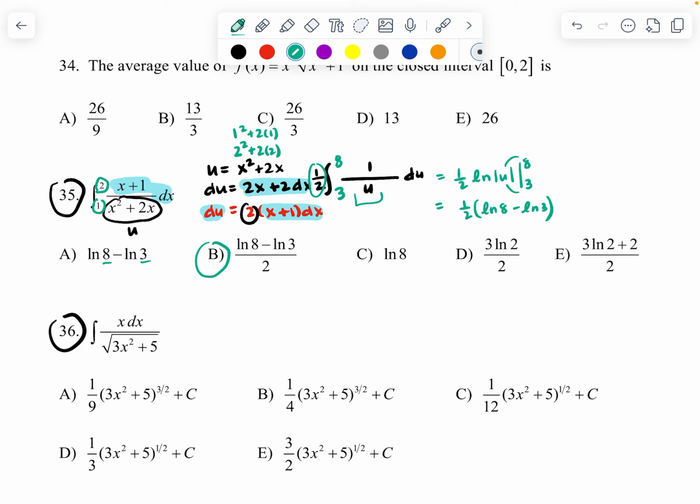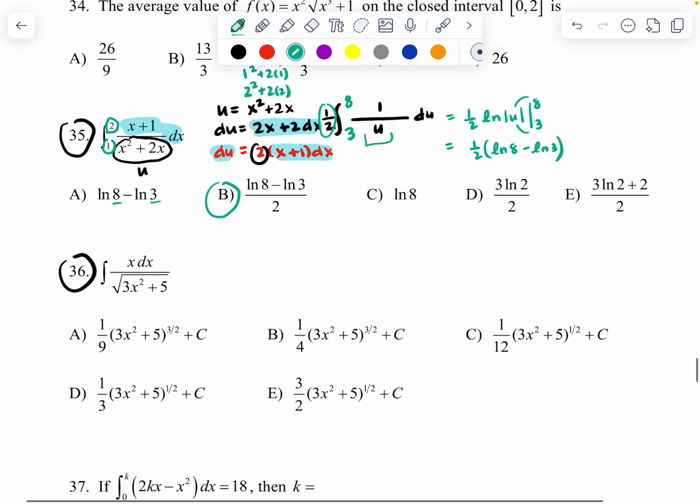Instead of doing 1/2 times all that, they just divided it by 2, which is the same thing. All right, hope you got that right. Kind of tricky. All right, number 36.